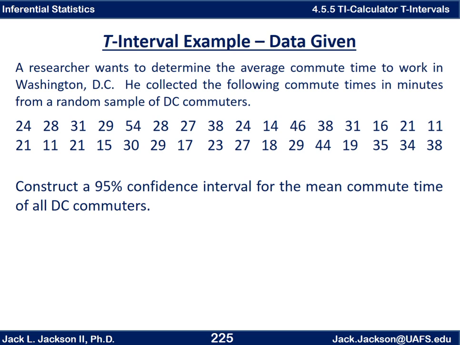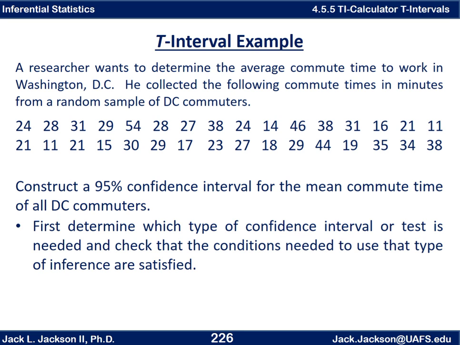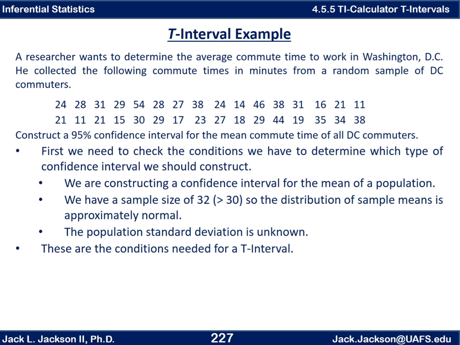First thing we have to do, regardless, is determine what type of confidence interval or test is needed and check that the conditions needed to use that type of inference are actually satisfied. We did this in the last video, but let's go over it again. We're constructing a confidence interval estimate for the mean of a population. We have a sample size of 32, greater than 30, so the distribution of sample means is approximately normal, and the population standard deviation is unknown. These are exactly the conditions needed for a t-interval.